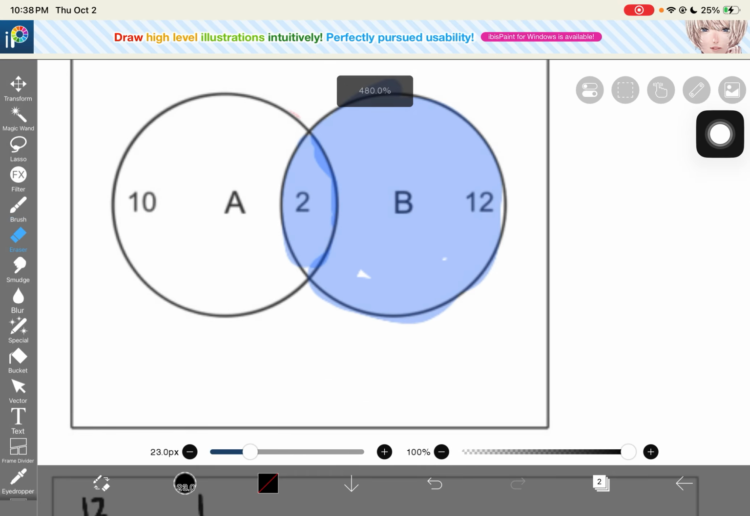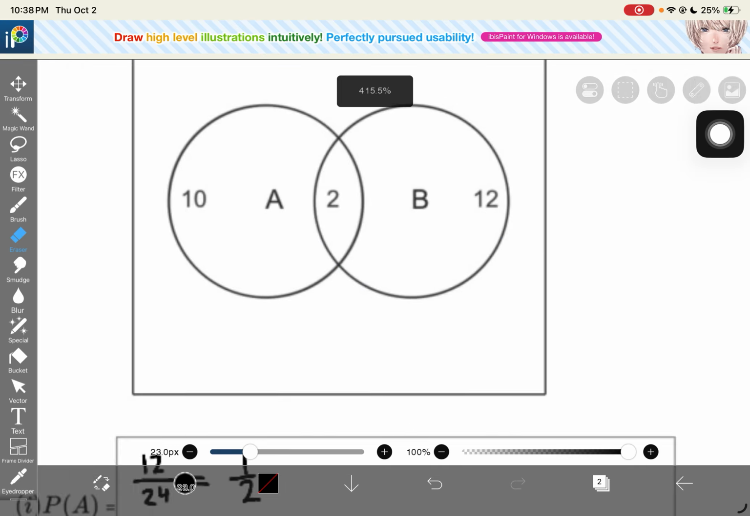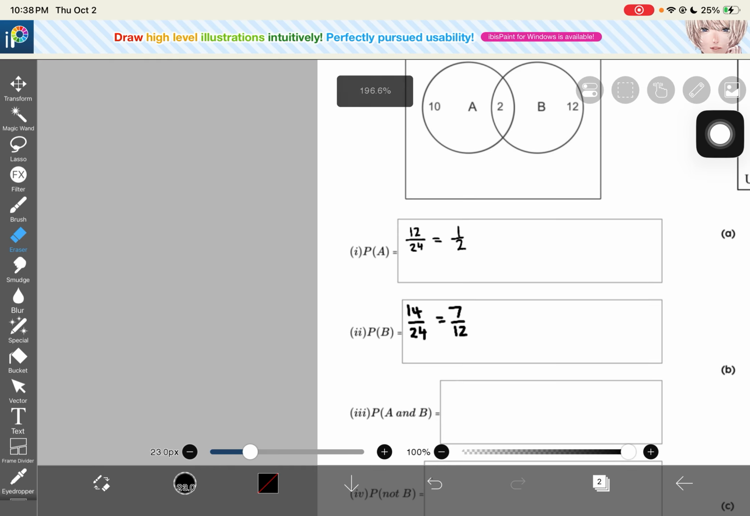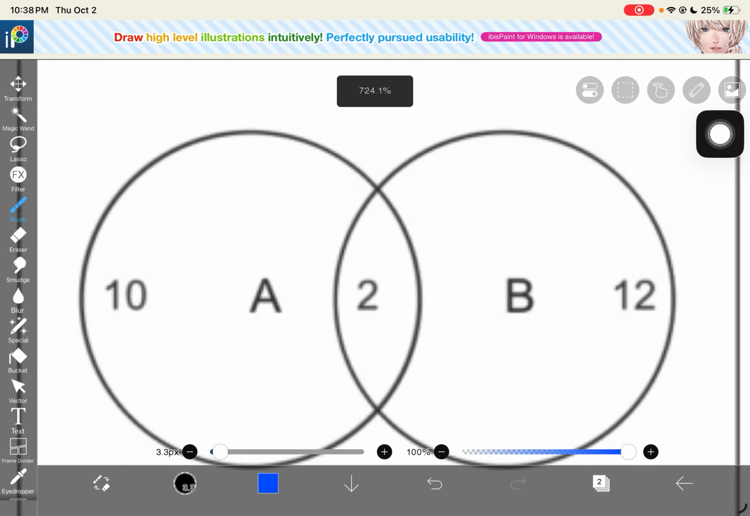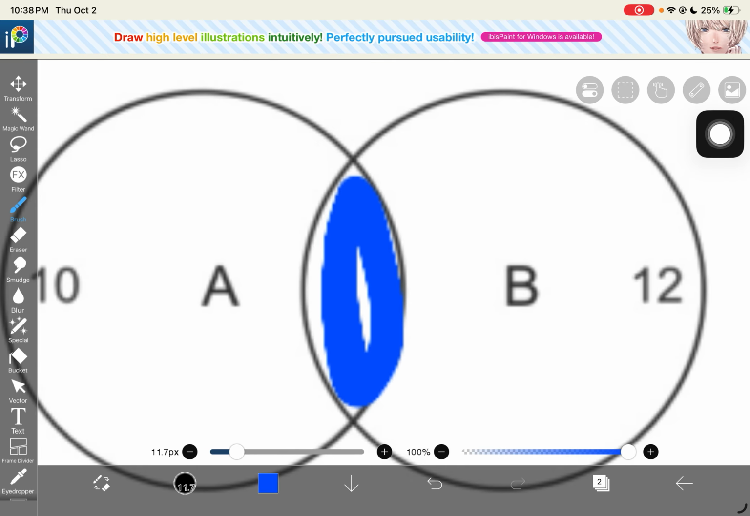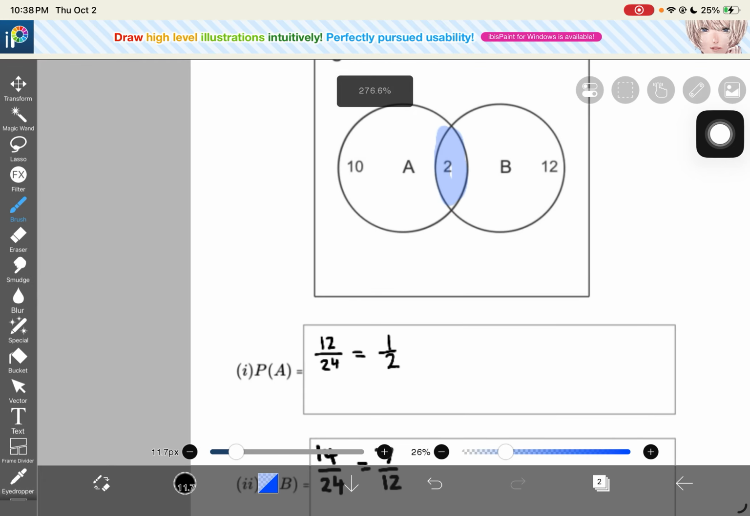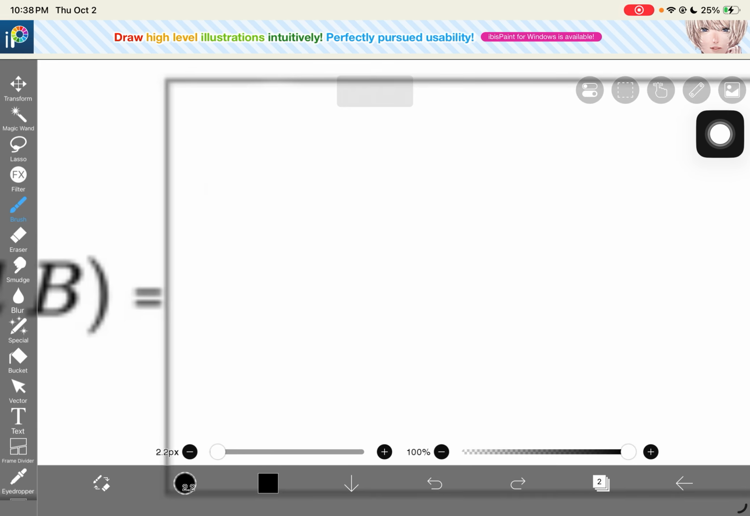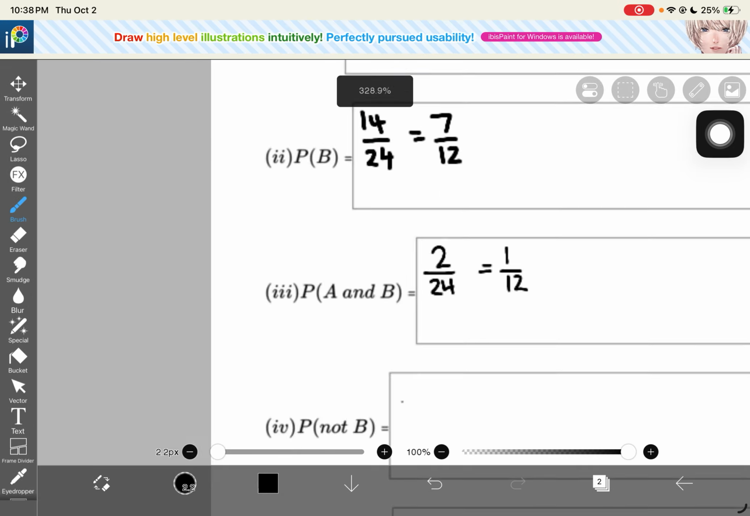Next. Alright. Part 3, A and B. A and B is the part that contains both sets A and B. And as I've previously mentioned, it's just going to be this 2 over here. So therefore, it's 2 out of 24, or that's equal to 1 over 12.